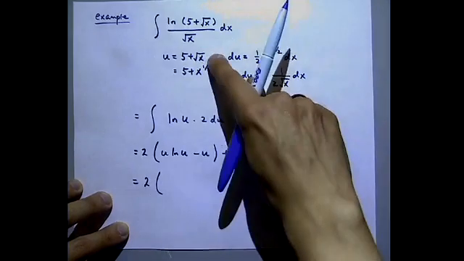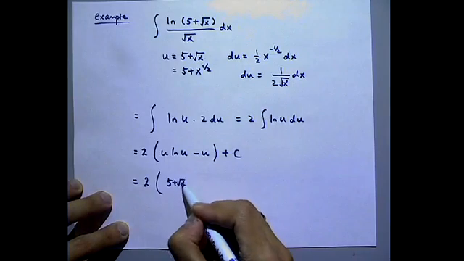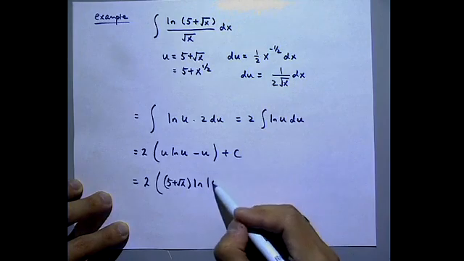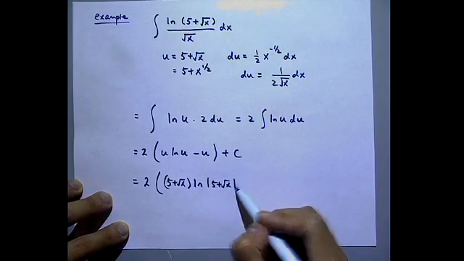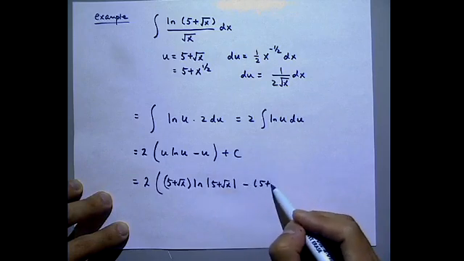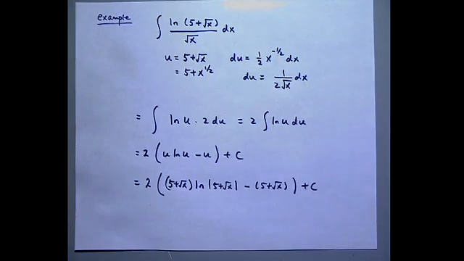And now we just reverse the substitution. U is 5 plus radical x, natural log of that, minus u, plus some constant. And of course, you could simplify this further if you want to, but WebAssign is pretty tolerant when it comes to form, so this should be good enough to put directly into WebAssign.